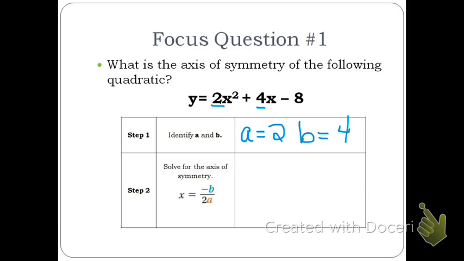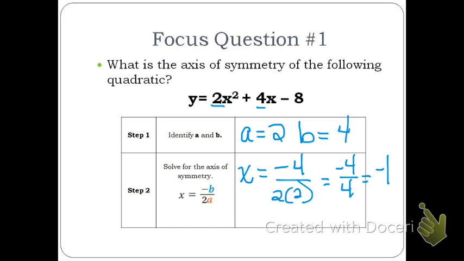Use the formula below. X is equal to the opposite of b. So if b is positive 4, the opposite of b would be negative 4, all over 2 times a. 2 times our a value is 2. And you just simplify this. So negative 4 over 2 times 2 is 4. Negative 4 over positive 4 is equal to negative 1. So our axis of symmetry is equal to negative 1.